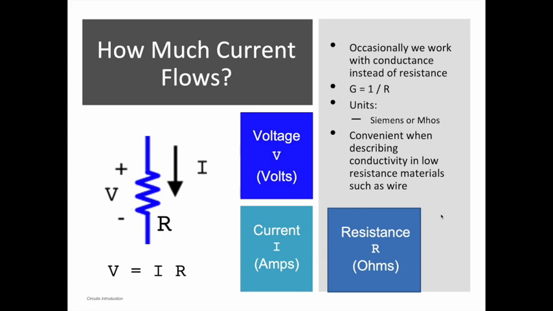Occasionally we work with conductance instead of resistance. Symbol is G. It's 1 over R. Units are referred to as either Siemens or Mohs. It's convenient when describing conductivity of low resistance materials such as wire.